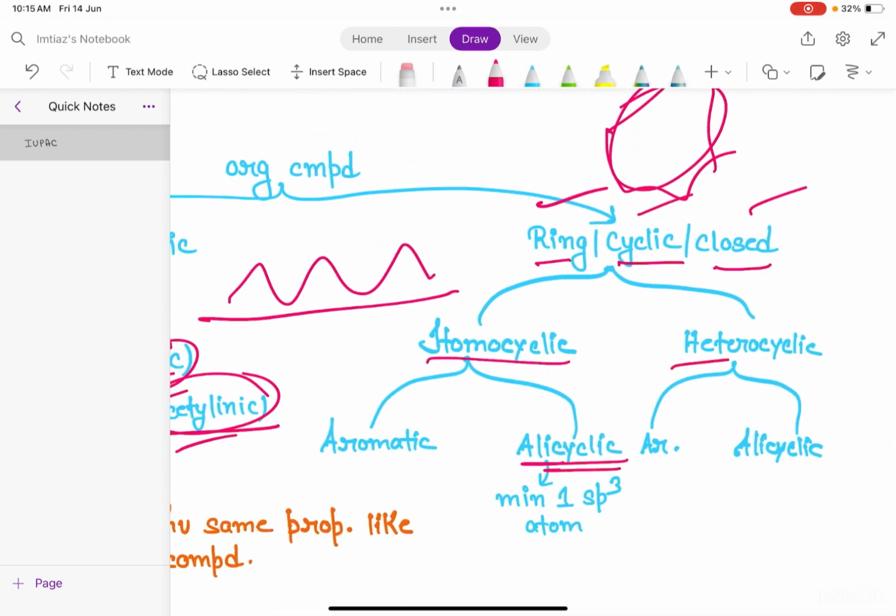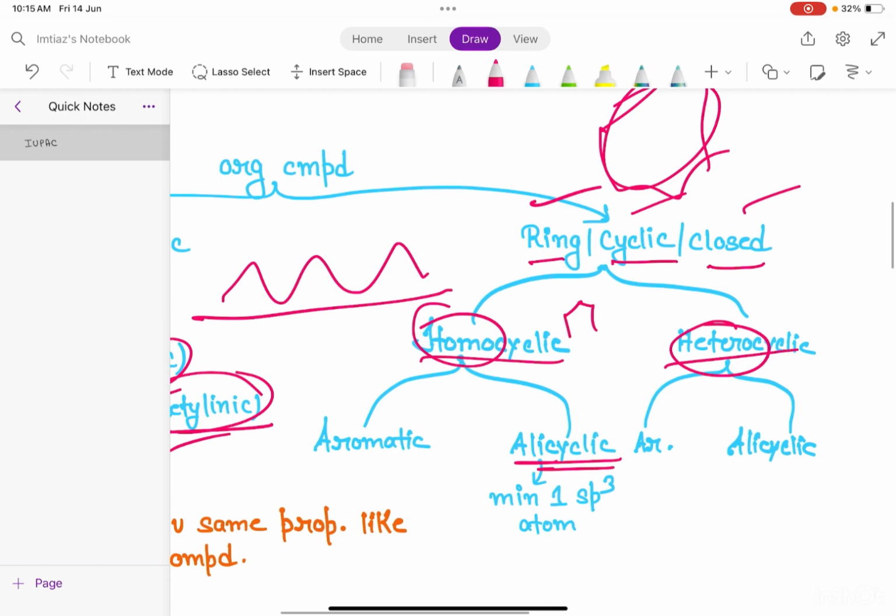So homocyclic and heterocyclic. Homo means same, hetero means different. If in the ring all are carbon, and nothing is mentioned, it means it is carbon. Here it means 1 carbon, 2, 3, 4, 5, 6, 7, all these are carbon. Similarly, over here you have 6 carbons. All are carbon. That means it's homocyclic.